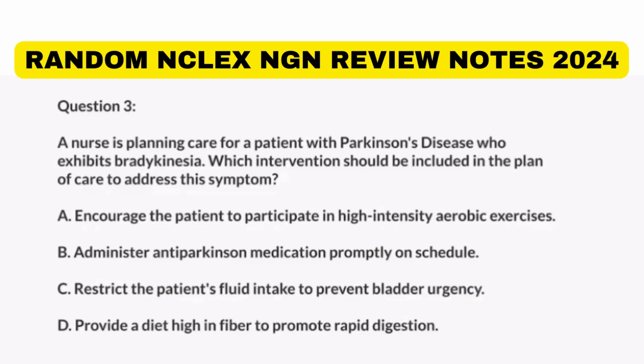Question 3. A nurse is planning care for a patient with Parkinson's disease who exhibits bradykinesia. Which intervention should be included in the plan of care to address this symptom? A. Encourage the patient to participate in high-intensity aerobic exercises. B. Administer anti-Parkinson medication promptly on schedule.